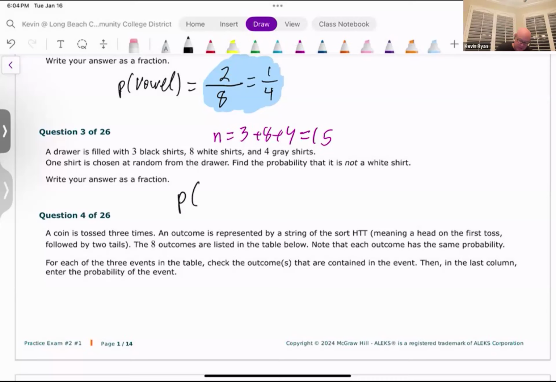Now, we could do this using a complement rule, but I'm not going to. These numbers are small enough, it's not that big of a deal. My denominator is 15. And how many shirts are not white? That's going to be 3 plus 4. The 3 black shirts and the 4 gray shirts. And they asked us to leave this as a fraction.